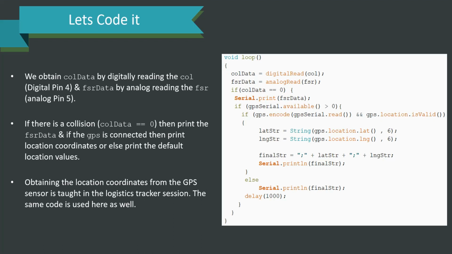Obtaining the location coordinates from the GPS sensor is taught in the logistics tracker session, and we request you to go through it once again for you to get a clarity or understanding if at all you are confused there. And the code is very simple, and we have explained you that. We request you to go through it once more to get better understanding.